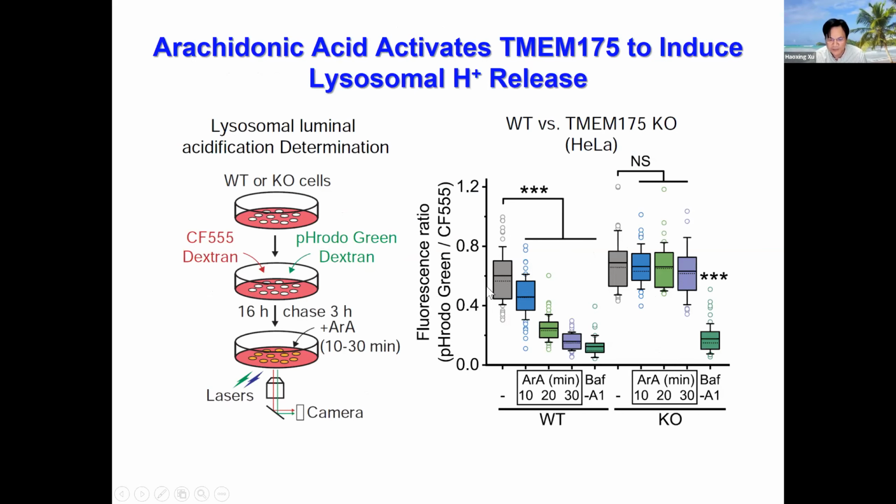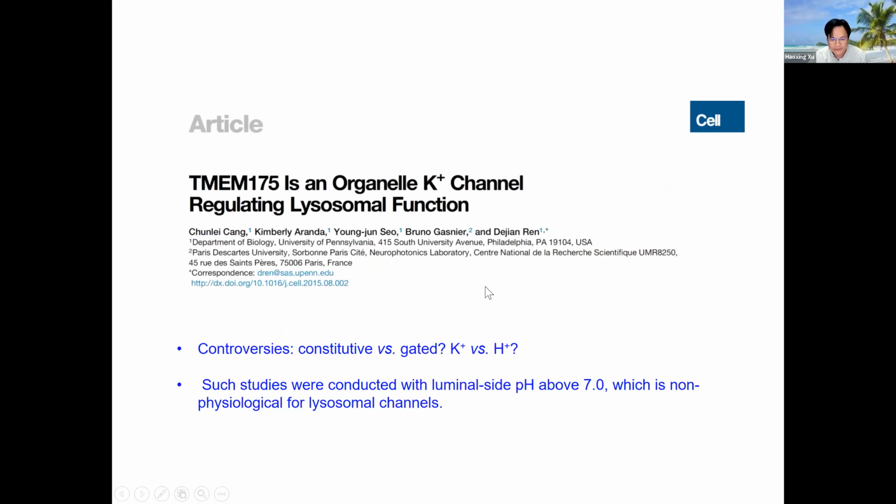So, well, I can stop my presentation here, but there's a problem here. That's because T175 was reported to be a constitutively active potassium current by Dr. Dejian Ren at UPenn. So while we both agree this is a lysosomal channel, we have at least two controversies. One is whether the channel is constitutively active or gated. The other one is whether the selectivity is potassium or proton.